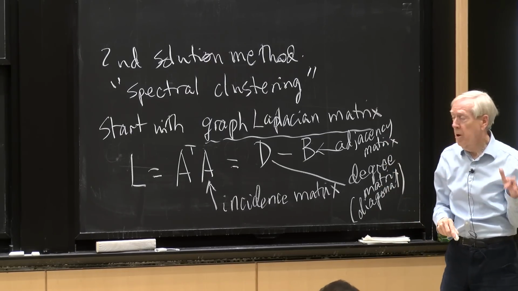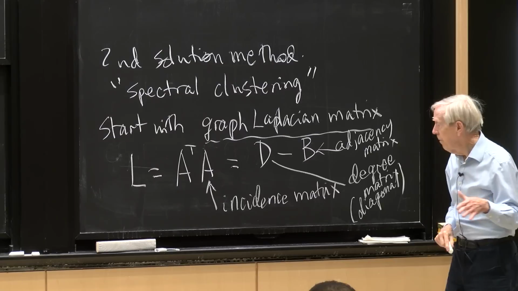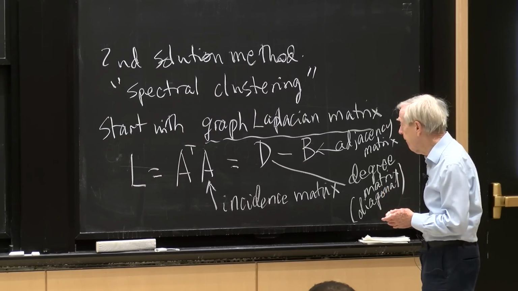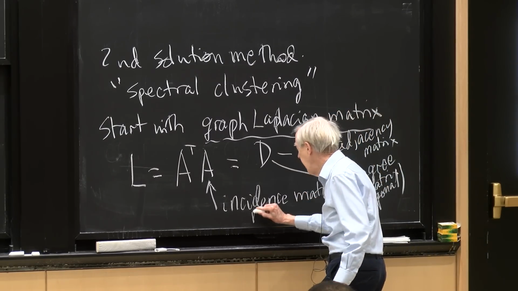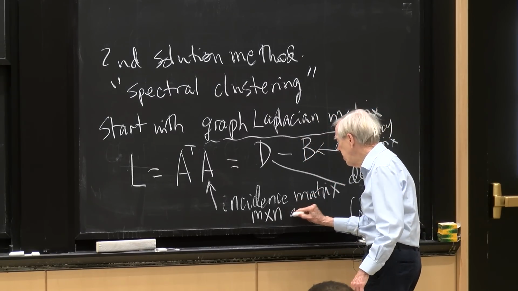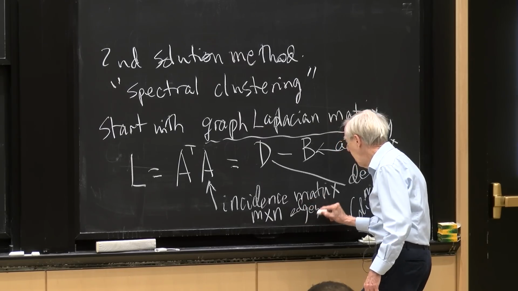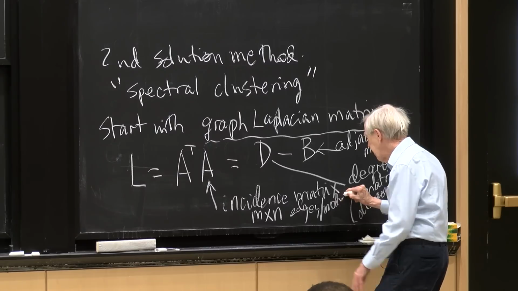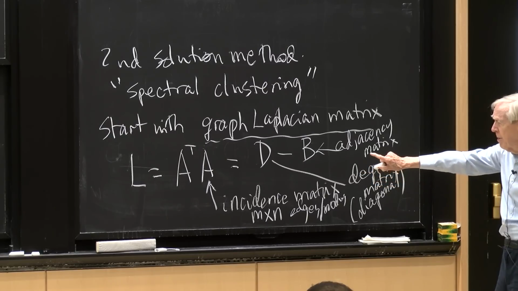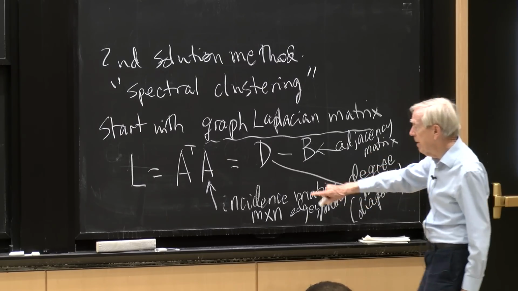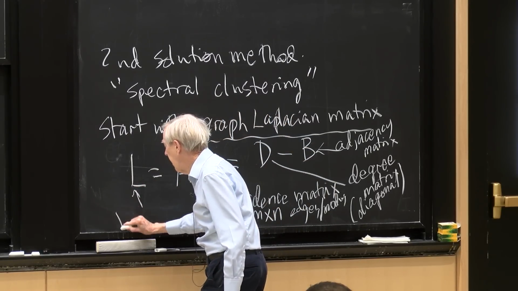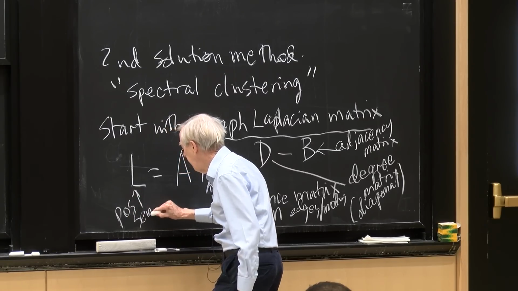Really, you should know these 4 matrices. They're the key 4 matrices associated with any graph. The incidence matrix, that's M by N, edges and nodes. So it's rectangular, but I'm forming A transpose A here. So I'm forming a symmetric, positive, semi-definite matrix. So this Laplacian is symmetric, positive, semi-definite.